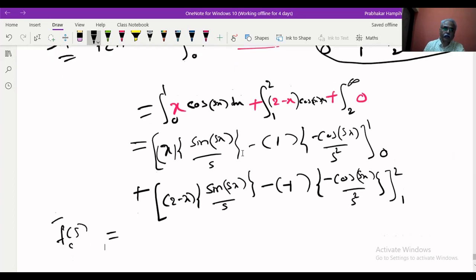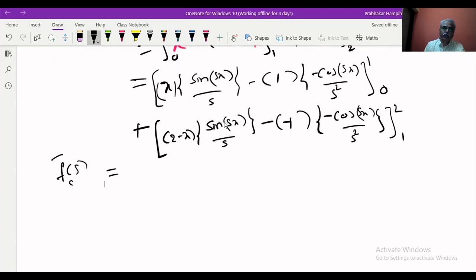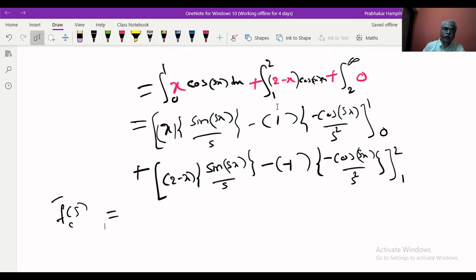So now take one minute for this, and see what answer you can find. What do you have to find? Wherever x is there, you put 1. Shall we start? Upper limit minus lower limit. For the upper limit 1, 1 sine of s by s, minus the lower limit 0. The first term is over.